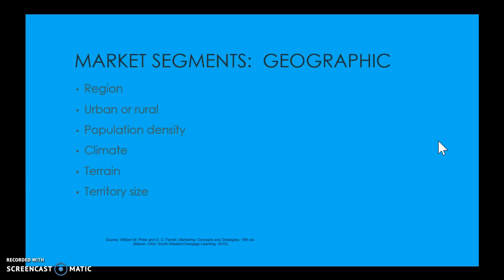Probably obvious to you that you're going to go after different countries differently. But within a country, there can be geographic differences. So I'm thinking about product modifications for either an engine or for a cake mix if you're selling it to Bogota versus Villavicencio, because Bogota is such a high altitude. It's a geographic difference.